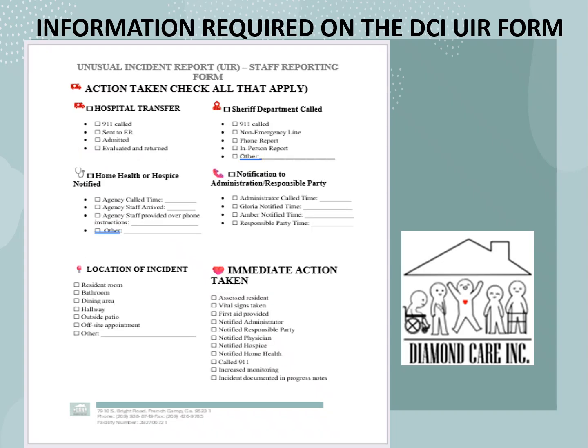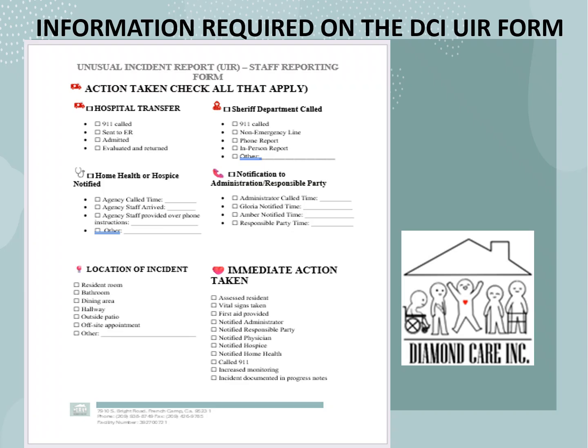What actions did we take? Transfer to the hospital, call 911, call the administrator, evaluate and just monitor. Did we call the sheriff's department? Did we just do an over-the-phone report? Did we call home health? Did we call hospice? Who did we notify? Okay. And then we're going to cover where did this incident take place: in their room, in the bathroom, in the dining room, in the hallway, on the outside patio, off-site appointment, or other.